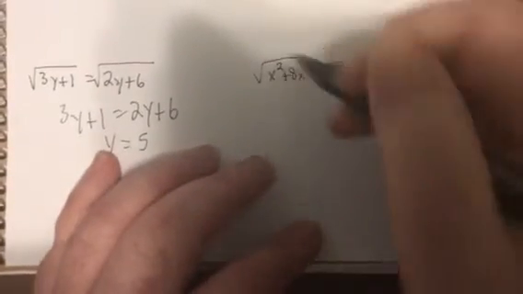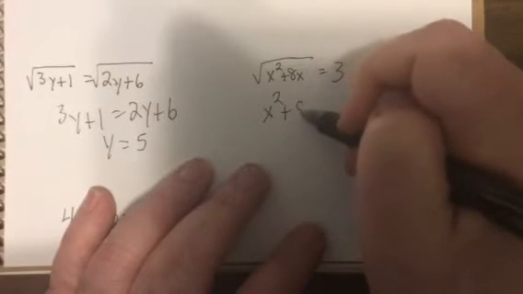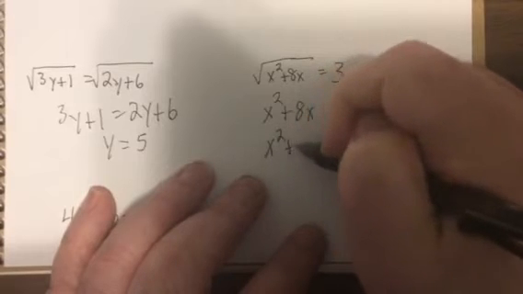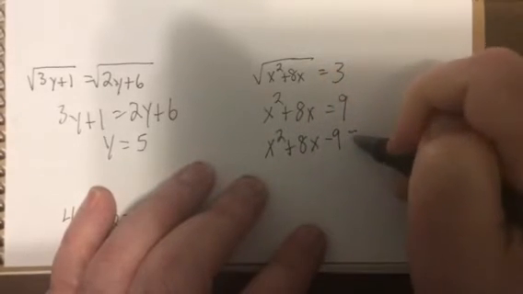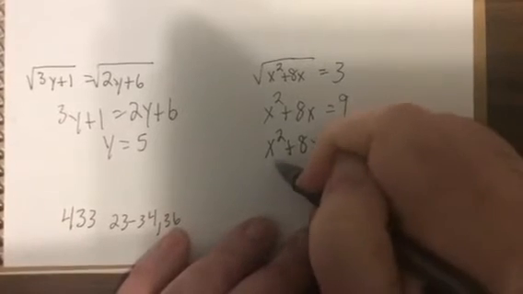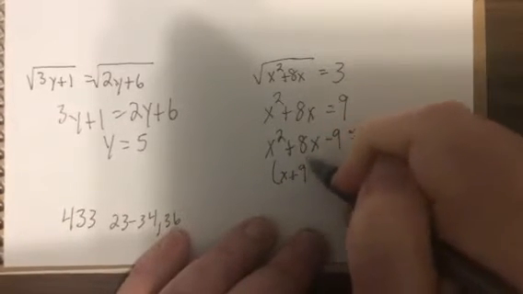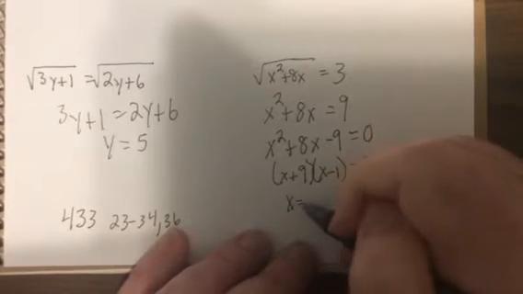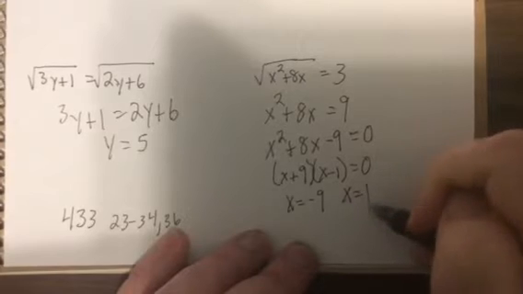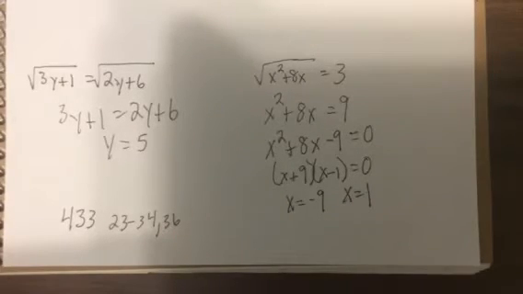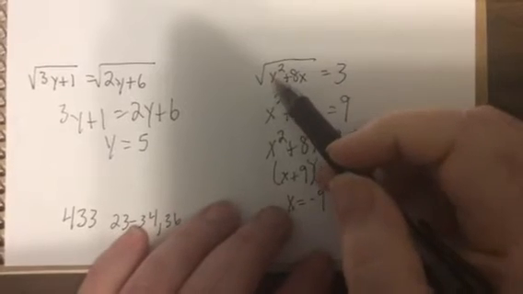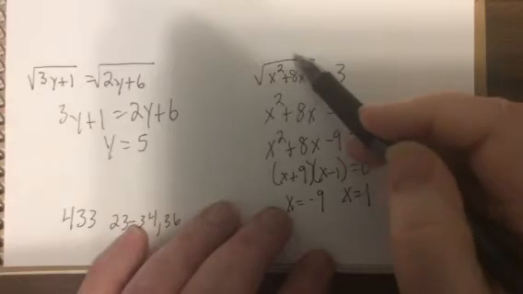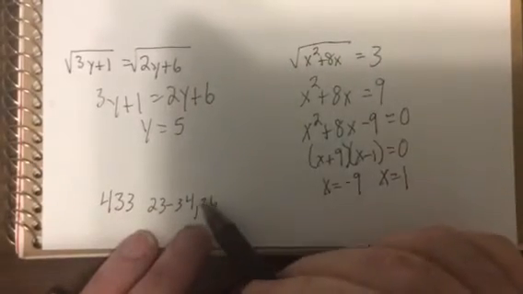This one, square both sides, so you got x squared plus 8x equals 9. Subtract 9, x squared plus 8x minus 9 equals 0. So it'd be x plus 9, x minus 1. So x equals negative 9 or x equals 1. So negative 9 squared is 81, minus 72 is 9, square root of 9 is 3. 1 plus 8 is 9, square root of 9 is 3. So they both work. By the way, here's your homework.